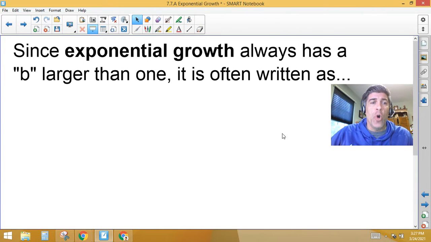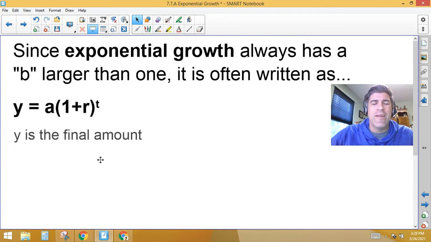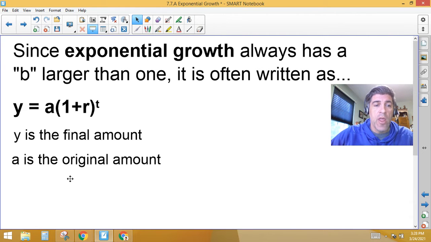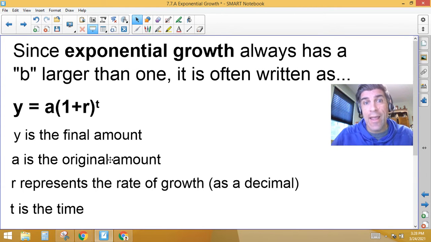Okay. So since exponential growth always has a b larger than 1, you'll often see it written as y equals a times 1 plus r to the t. They change the b and make it 1 plus r, and they change the x to a t because often exponential growth will be a function of time. So y is still our final amount, a is the original amount, but r is the rate at which something grows, the rate of growth. Usually it's a percent, but we need to convert it to a decimal. And lastly, t stands for the amount of time. Most of these are going to be over a period of time.